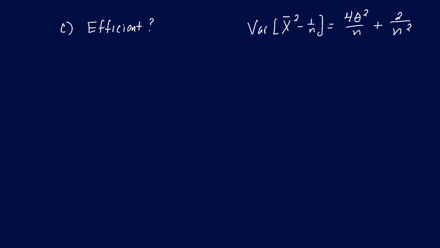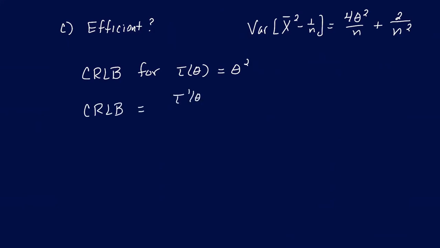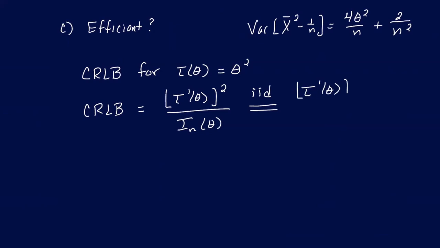In any event, we need the Cramer-Rao lower bound for estimating theta squared. This Cramer-Rao lower bound is equal to the derivative of our function that I'm calling tau of theta squared over the n-dimensional Fisher information. And in the IID case, the n-dimensional Fisher information is n times the one-dimensional Fisher information.